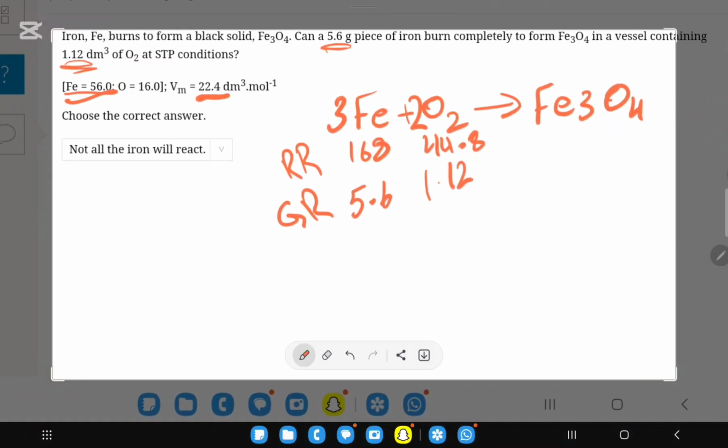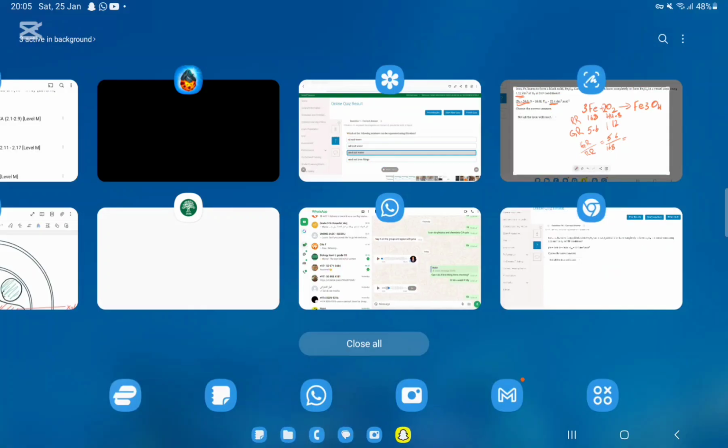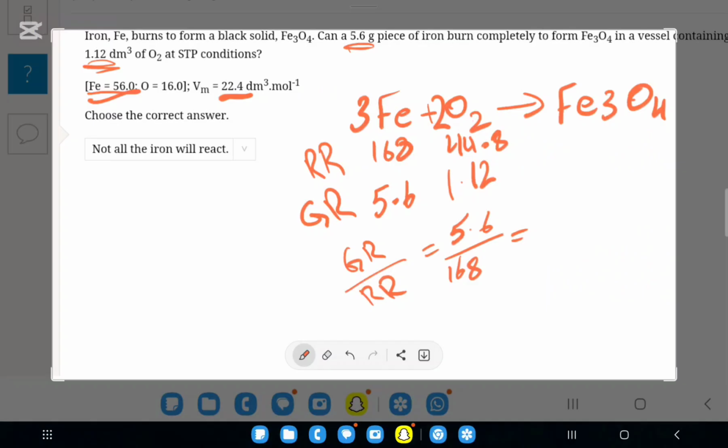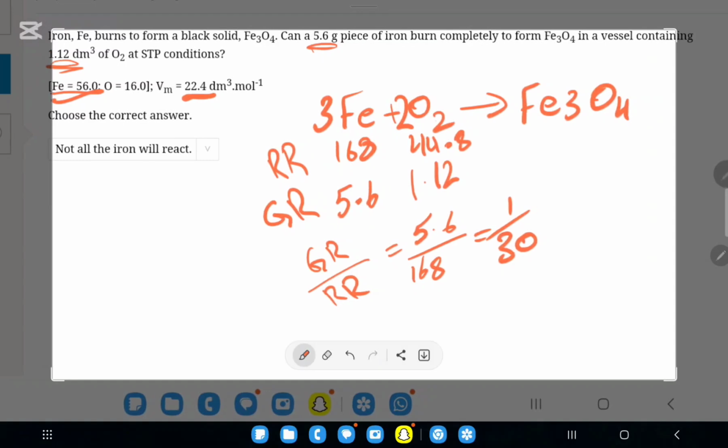Now to find the limiting reactant, you do GR over RR. You do it for the iron, you get 5.6 over 168. You put it in the calculator, 5.6 over the answer, you get 1 over 30 or 0.033. Now you do it for the O2, 1.12 over 44.8. You get 1 over 40.